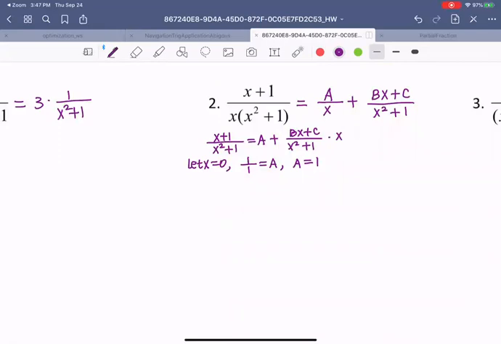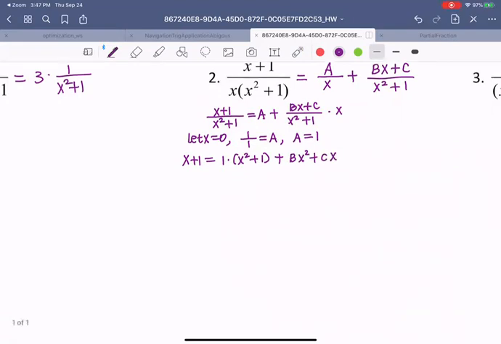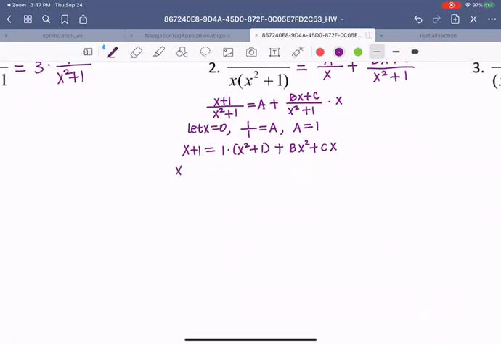Then we times x squared plus 1 for each term. So x plus 1 equals a, which is 1, times x squared plus 1. The x squared plus 1 was multiplied through, so this guy is canceled. So that becomes bx squared plus cx.